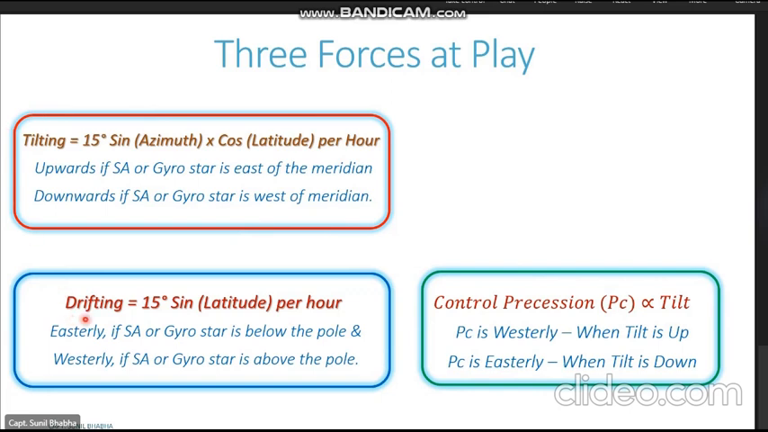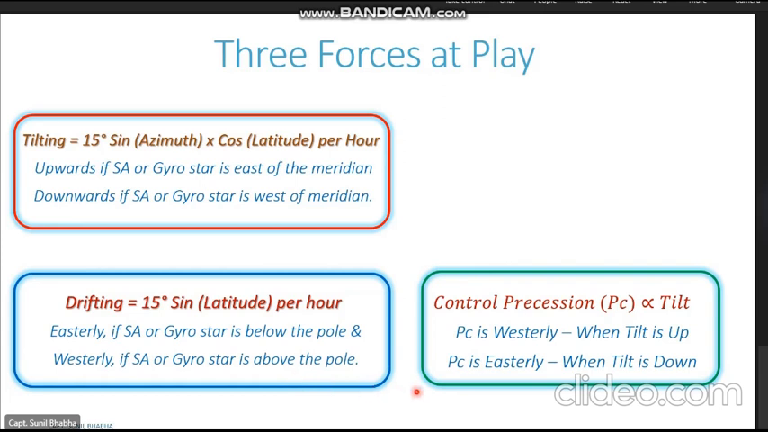Then the second formula was for drifting. Drifting is given by 15 degrees sine of latitude per hour. Drifting is easterly if the spin axis or gyrostar is below the pole, that is, the altitude of the gyrostar or the tilt of the spin axis is less than the altitude of the pole, and the drifting is westerly if the spin axis or gyrostar is above the pole. These are the same formulas which we saw when we understood the tilting and the drifting motion.